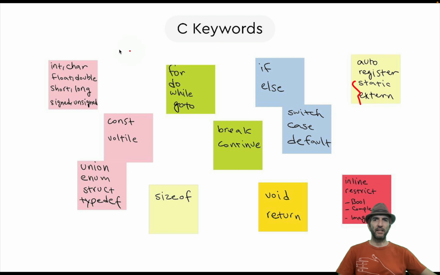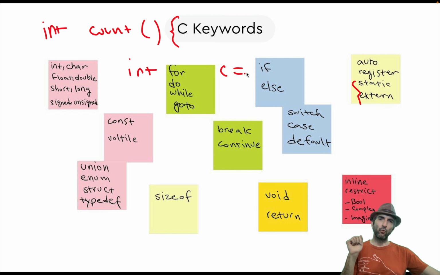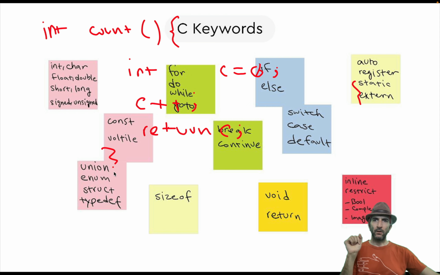We also have static and extern. Normal variables, you will lose them when you leave the function. If you have a function like int count, and you have int c equals 0, c++, add 1 to c and return c. Every time you call this, it will return 1. Because every time it will create a new variable, which is c, add 1, then return it. Then the variable is gone till the next time you call it.